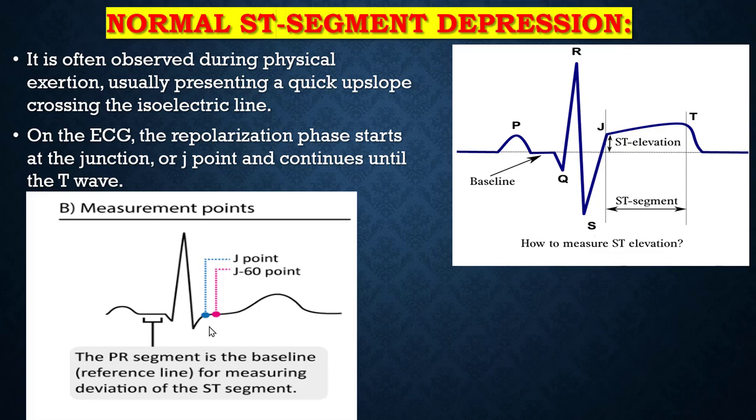On the ECG, the repolarization phase starts at the J point and continues until the T wave. This is the J point, and repolarization continues until the T wave.